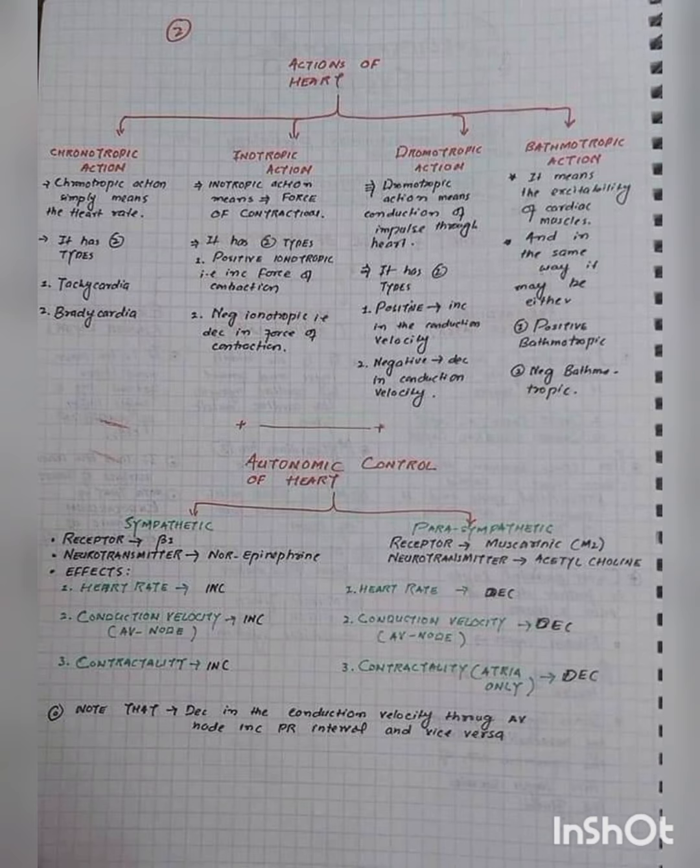Dromotropic action means conduction of impulse through the heart. It has two types: positive, an increase in conduction velocity, and negative, a decrease in conduction velocity. Bathmotropic action means excitability of cardiac muscles, and in the same way it may be either positive bathmotropic or negative bathmotropic. Now autonomic control of the heart is further categorized into sympathetic and parasympathetic.